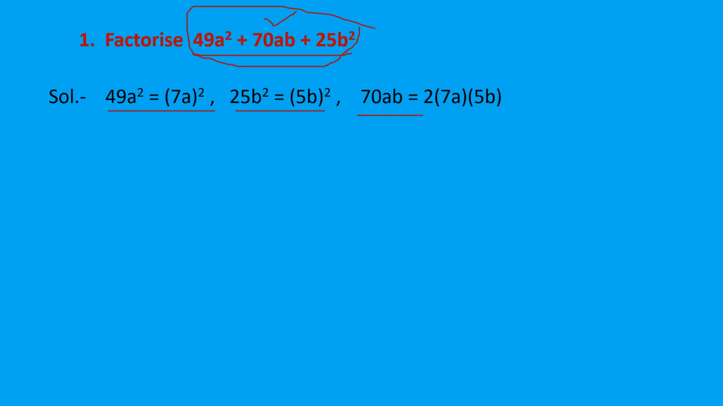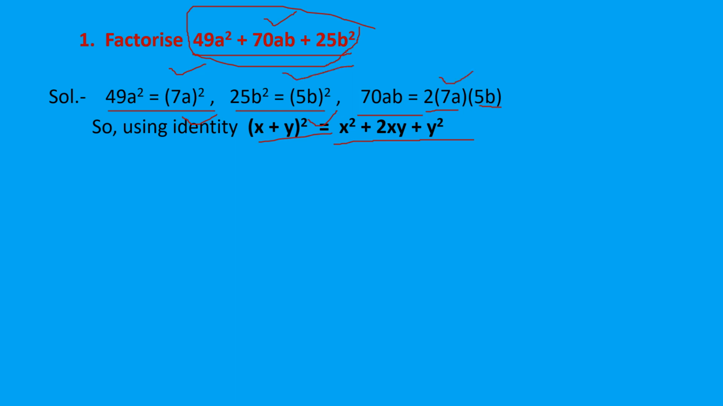Now we will try to break the middle term in terms of these two, right? So if we break it, we are getting 2 into 7a into 5b, right? 5 twos are 10 and 10 sevens are 70. So we will get 70ab. Right, so we can use the identity. It is x plus y whole square only. (x + y) whole square is equal to x square plus 2xy plus y square. Here also it is x square plus 2xy plus y square. So we will use this identity.